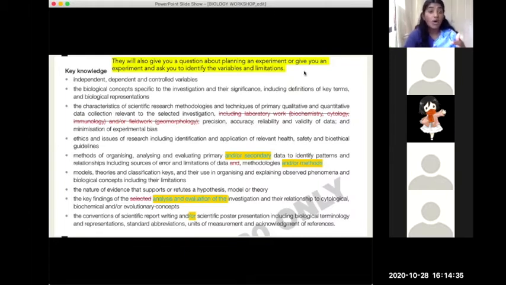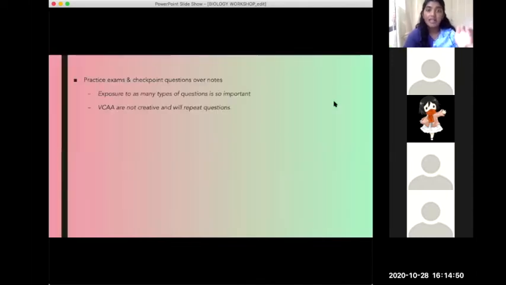So going through this section of the study design is super important, because they're just concepts to know. There's nothing to rote learn. There's no definitions to rote learn. It's about understanding and being able to apply it. So I reckon that it's definitely worth your time.